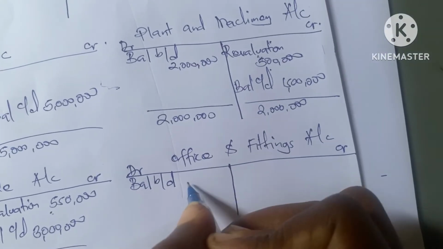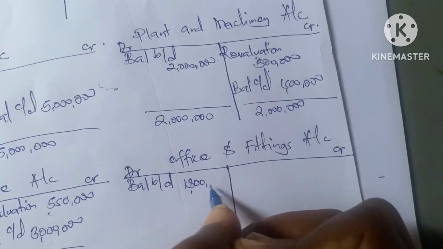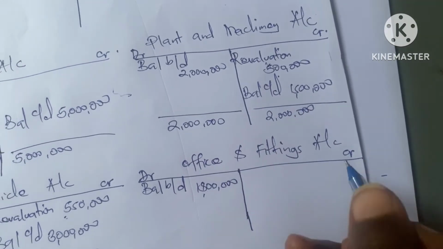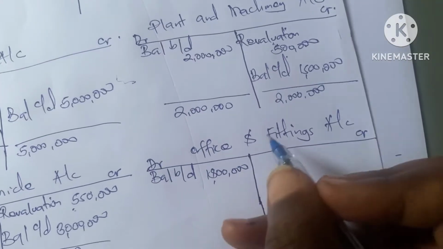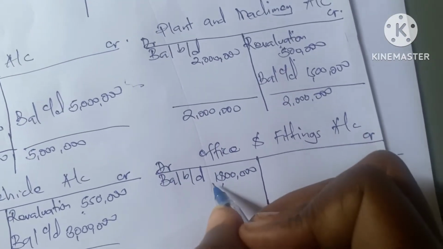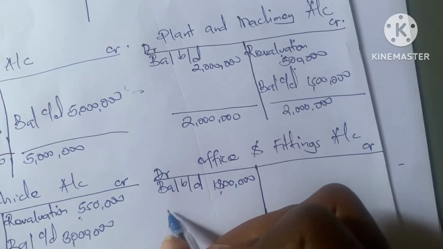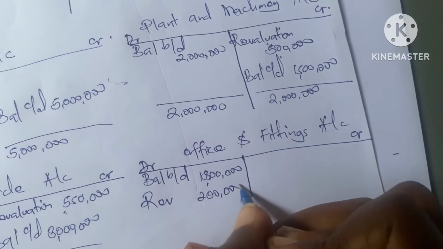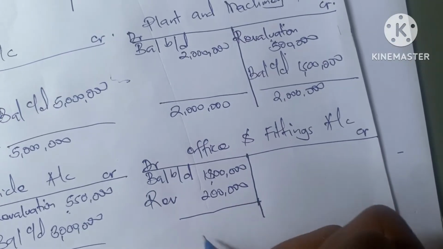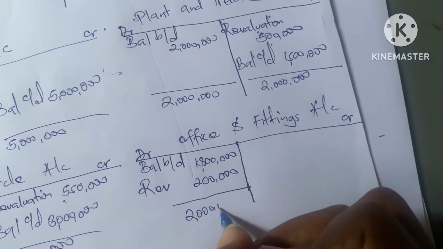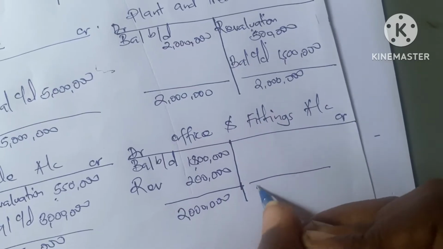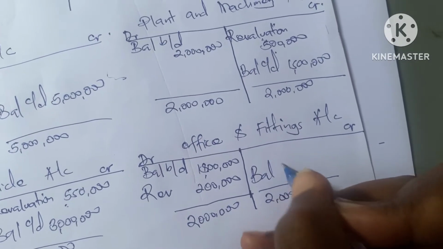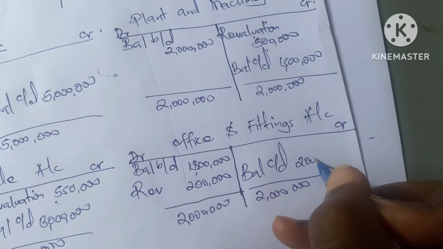So balance brought down, it is 1.8. Then it was revalued to 2M, meaning there was an increase, and assets increased by debiting. So the difference between 2M and 1.8 becomes the revaluation of 200,000. So when you add this plus this, you get 2M. Balance carried down becomes 2M.